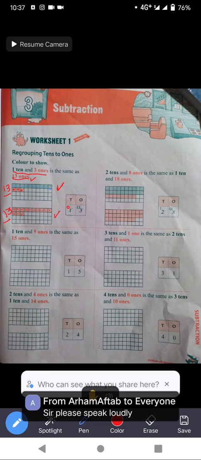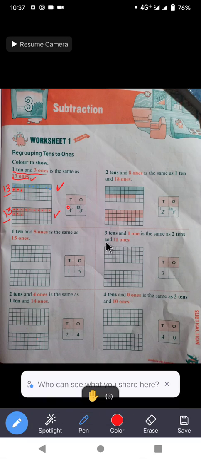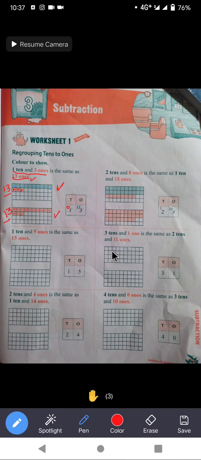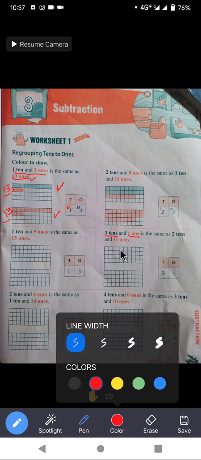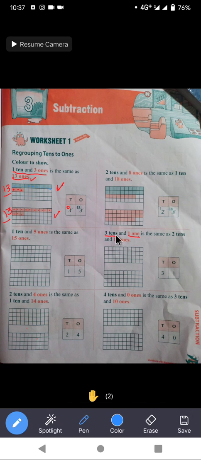Now I'm doing this one, so look very carefully. Here we have 3 tens and 1 one. First I will fill squares here. For 3 tens I will fill with the blue color. 3 tens equals 30. So 30 squares we have to fill first.